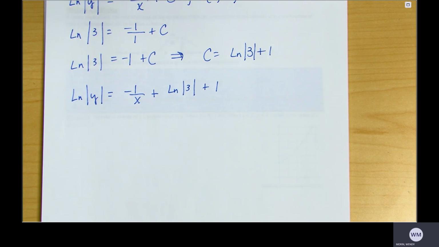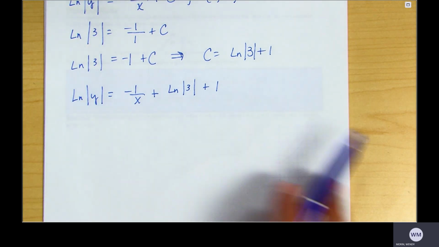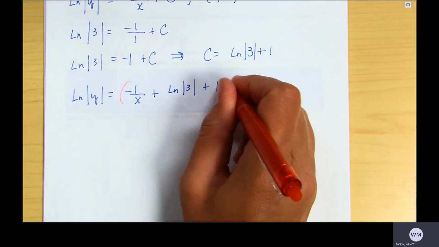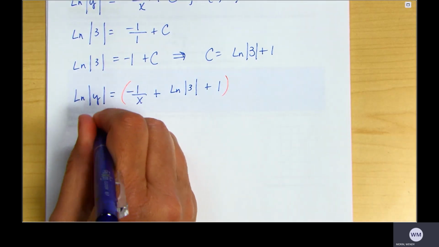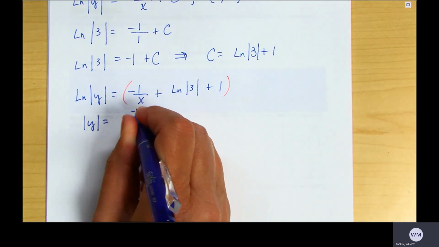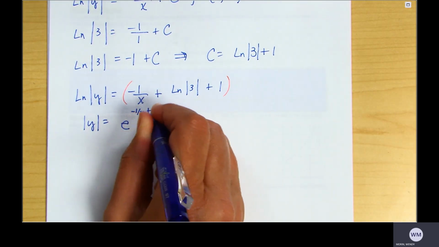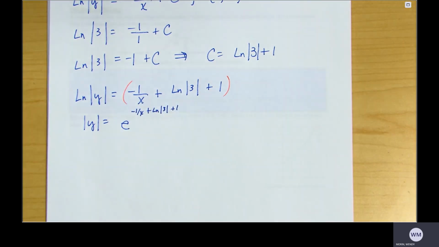And this is where that property comes in that I was just telling you about. A log is equal to an exponent. So all of this is your exponent. So the absolute value of y is equal to e to the negative 1 over x plus the natural log of the absolute value of 3 plus 1. That whole thing is your exponent.